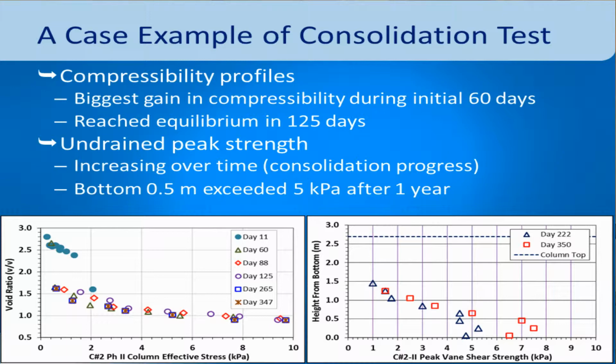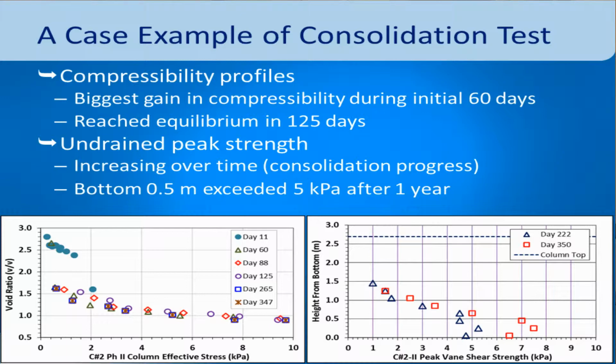Another way is the compressibility. Compressibility is the void ratio as a function of the effective stress. You can see that 11 days after loading, the compressibility is still very high. As the consolidation progresses, this value gets lower and lower until it reaches equilibrium at about 125 days.